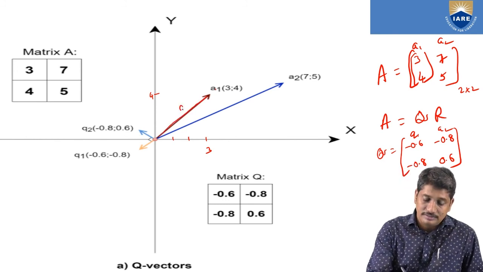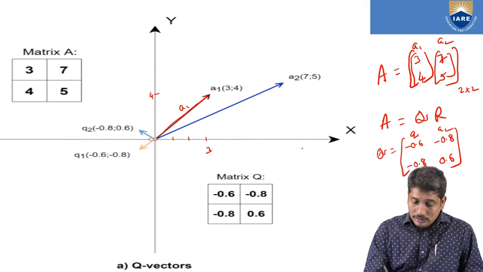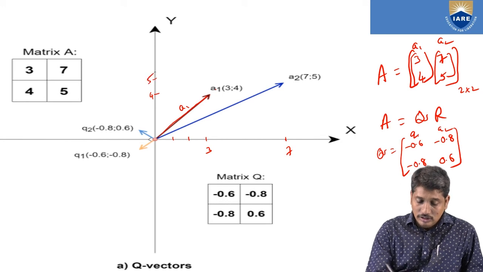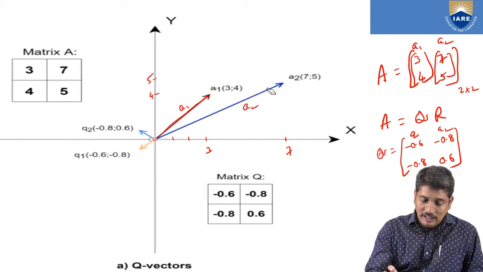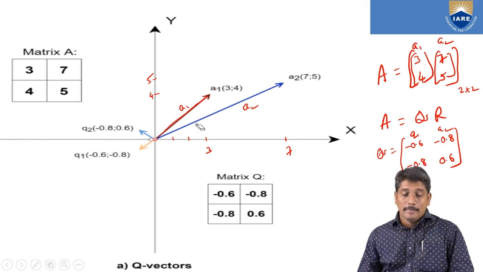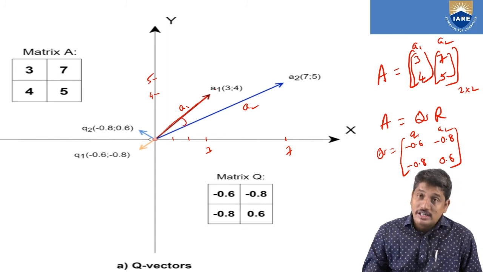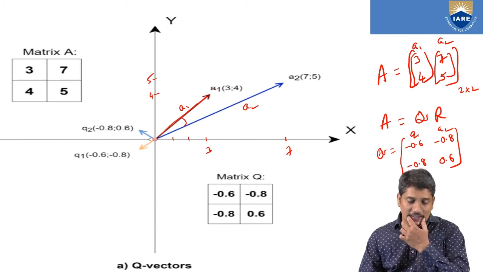And the next vector 7, 5, that is A2. That means 7 is here, 5 is here. So this blue vector is our A2. Okay. So A1, A2. You can check that the angle is not 90 degrees here. The angle is some other acute angle, actually less than 90 degrees.